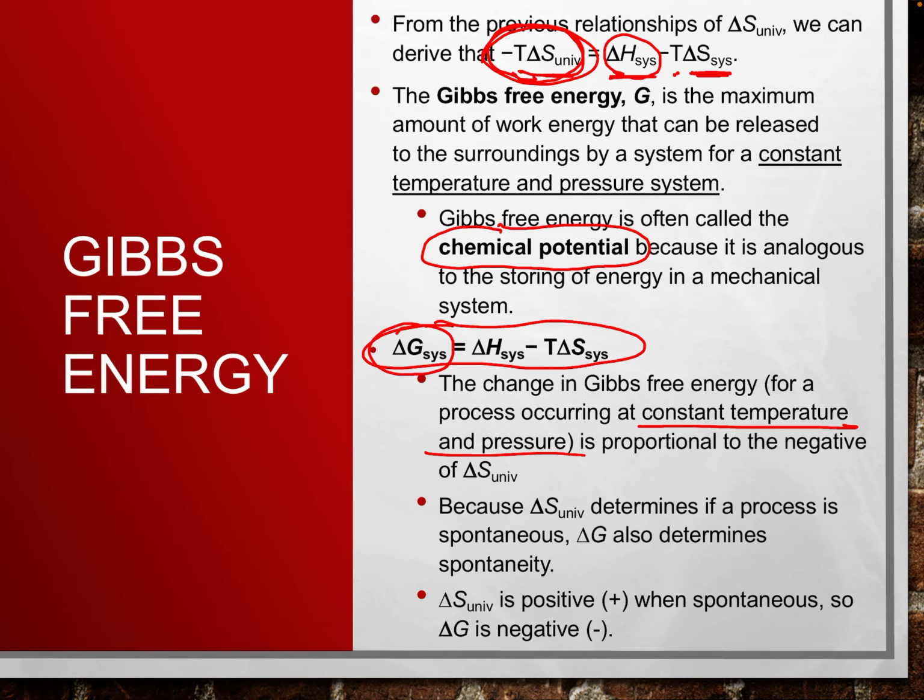But now we don't need to look at the universe. We're going to look at delta G of our system. So because of the relationship with the negative, if we want the change in entropy of our universe to be positive, then we would like delta G to be negative. So our reactions or our processes are spontaneous when our change in entropy of the universe is positive, or if our change in Gibbs free energy is negative. Either way.